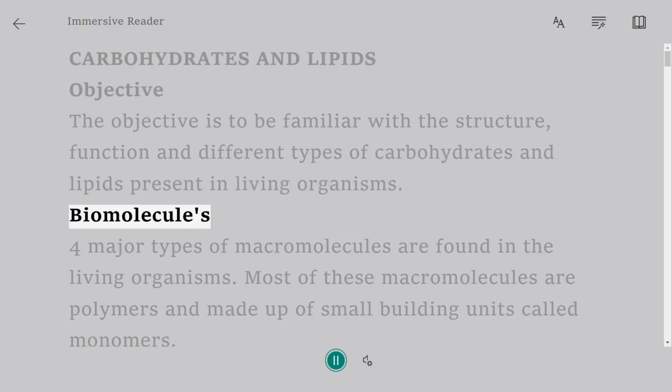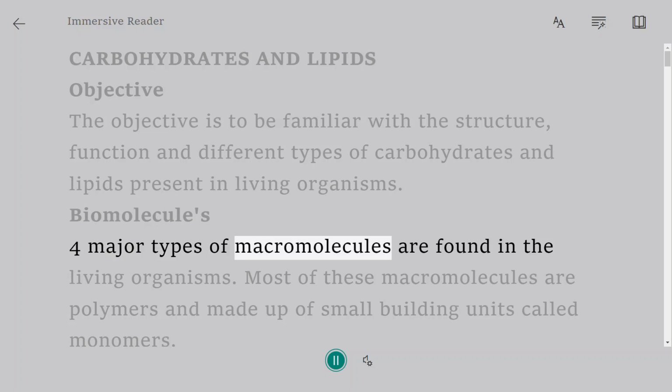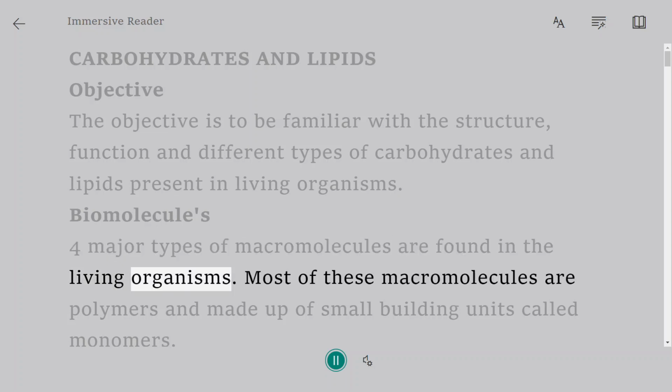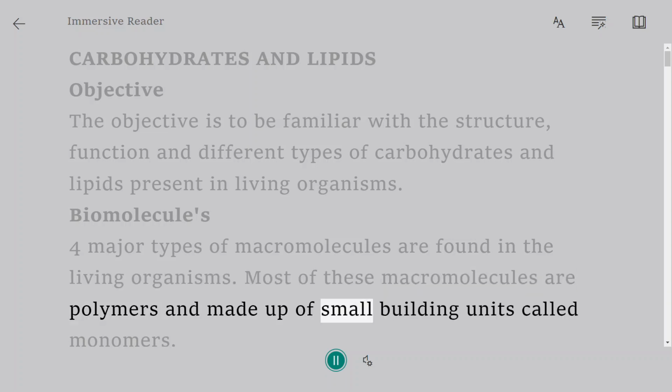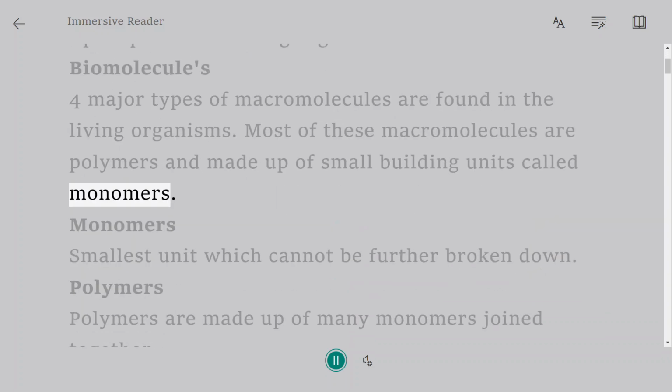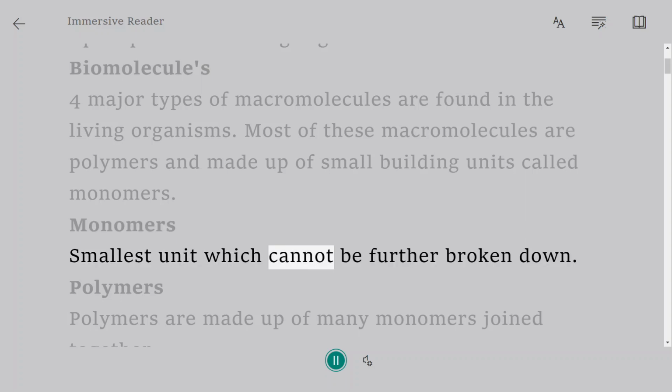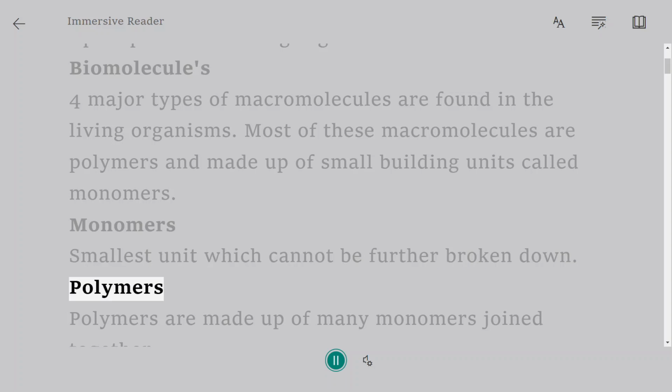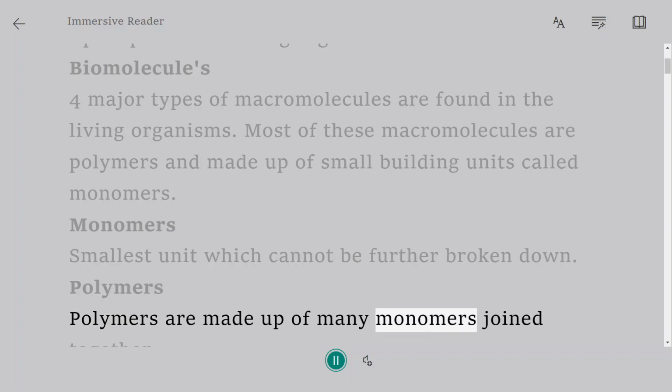Biomolecules. Four major types of macromolecules are found in living organisms. Most of these macromolecules are polymers and made up of small building units called monomers. Monomers: the smallest unit which cannot be further broken down. Polymers: polymers are made up of many monomers joined together.